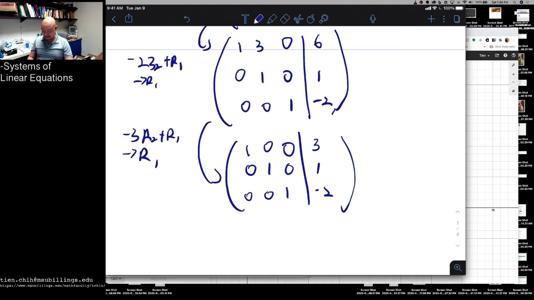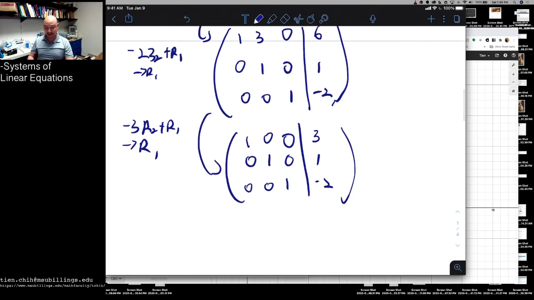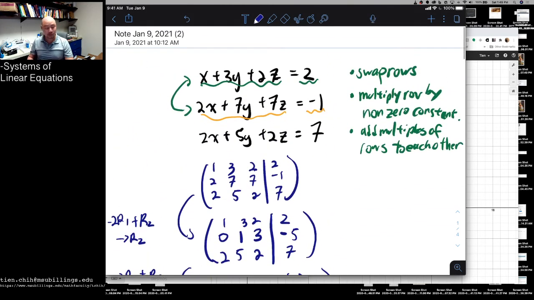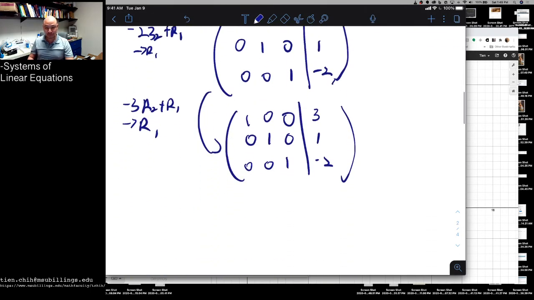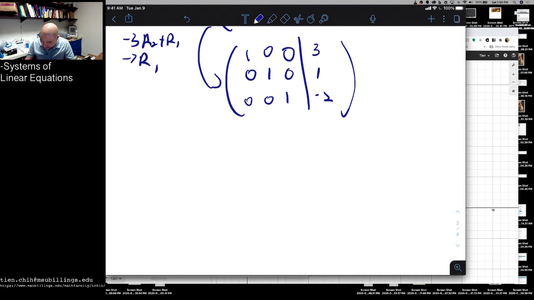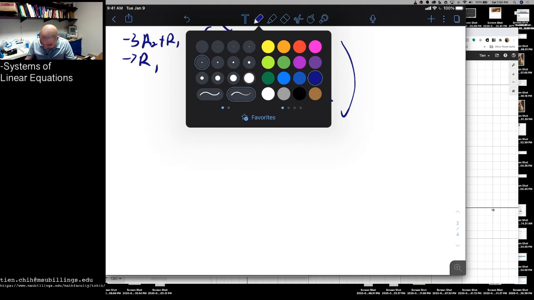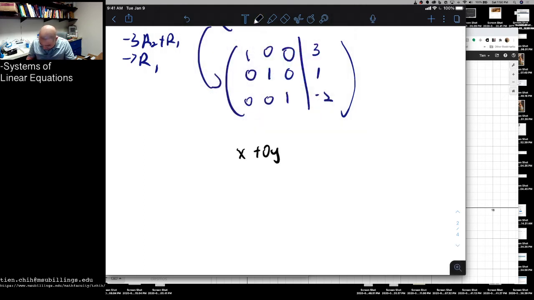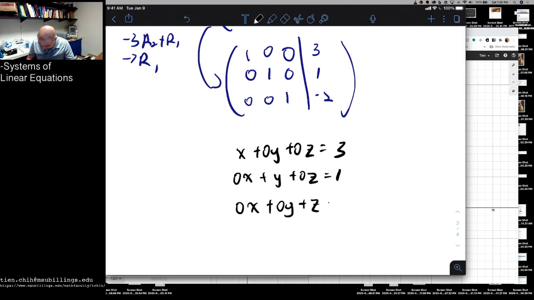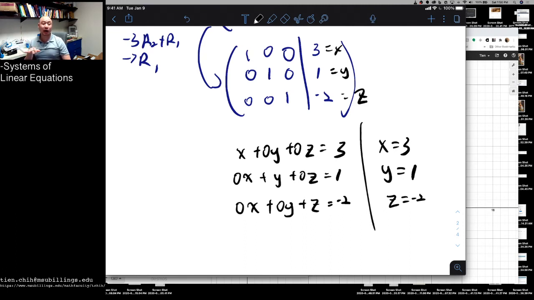Okay, well that was a lot, right? But we can see that this system of equations is much simpler than the original one we started with. If I go through and look at this, I can now rewrite this as a system that says x plus 0y plus 0z is 3. 0x plus y plus 0z is 1. 0x plus 0y plus z is -2. In other words, x is 3, y is 1, z equals negative 2, right? We basically got all of our solutions right there.